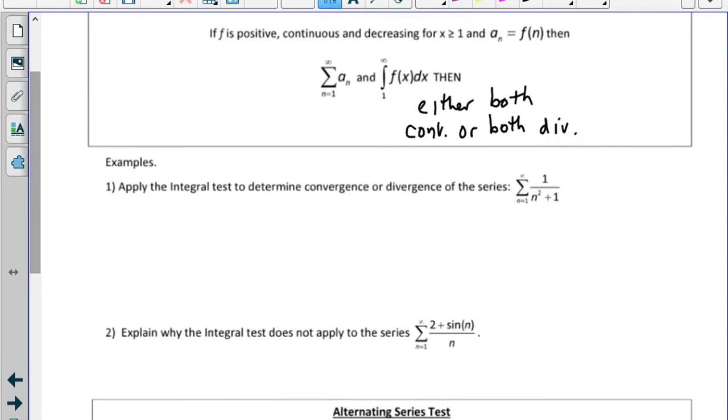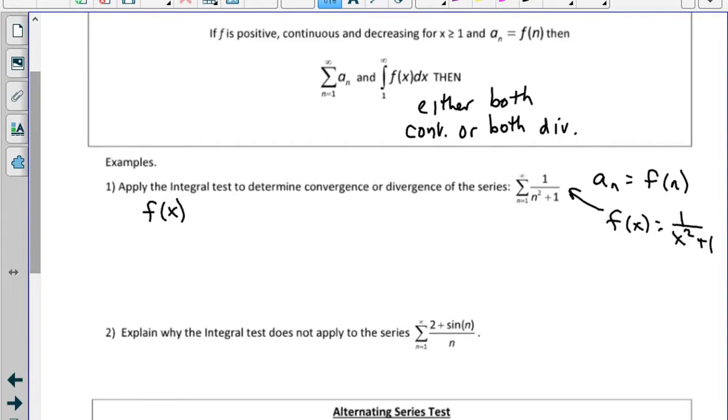Let's take a look at example 1. We're going to apply the integral test to determine convergence or divergence of the series, the sum from n equals 1 to infinity of 1 over n squared plus 1. We're going to make a sub n equal to f of n, so basically f of x equals 1 over x squared plus 1. Now we have to make sure that the conditions are true. So you have to actually write this stuff down and check.